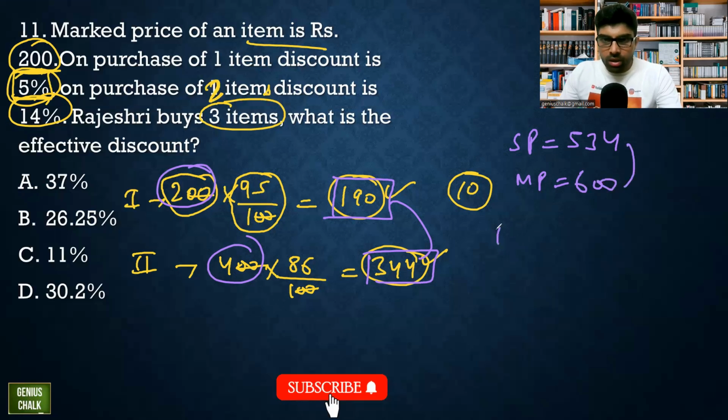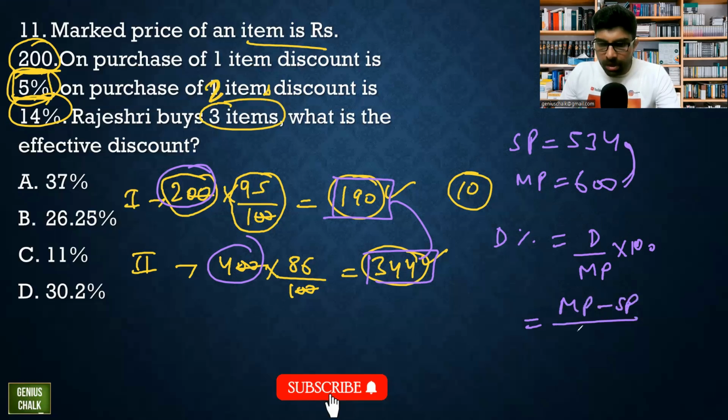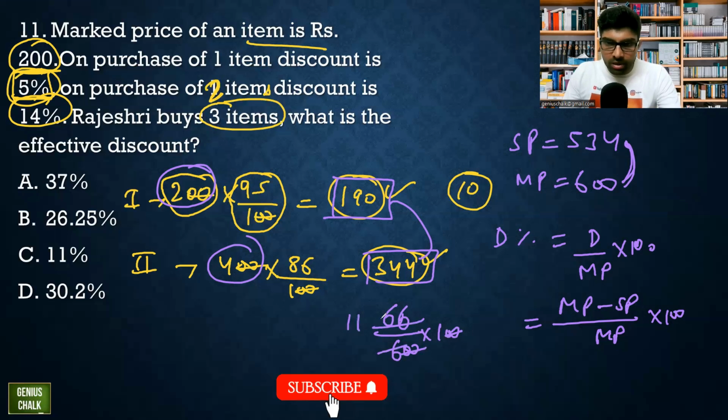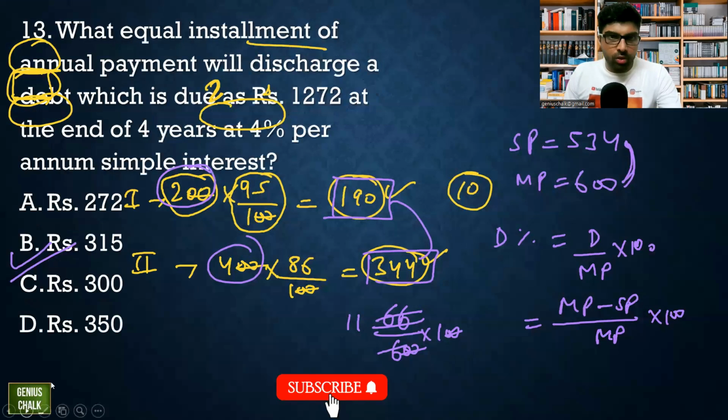So what is the effective discount? Discount percentage is discount upon MRP into 100. What is discount? Discount is the difference of MRP and selling price, divided by the MRP, into 100. So just apply the difference. It is, I guess, 66 by 600 into 100. The 2 zeros cancel, 6 11s are 66. So the answer is option C. Good question, very good question.